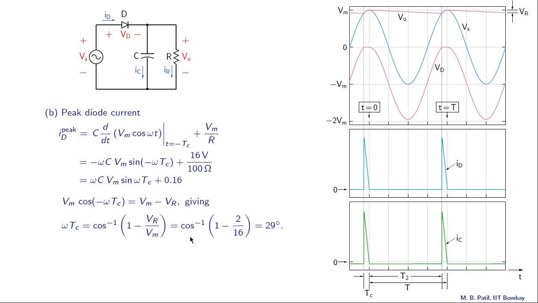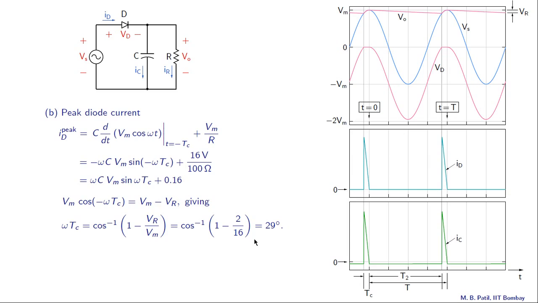Vr is 2 volts, Vm is 16 volts, and omega Tc then turns out to be 29 degrees. When you use your calculator to compute this omega Tc, you need to be a little careful, because your calculator may give this value in radians, and then you need to convert that into degrees, or you can keep it in radians but then be aware that it is in radians.